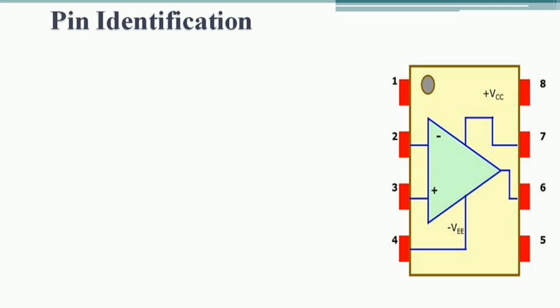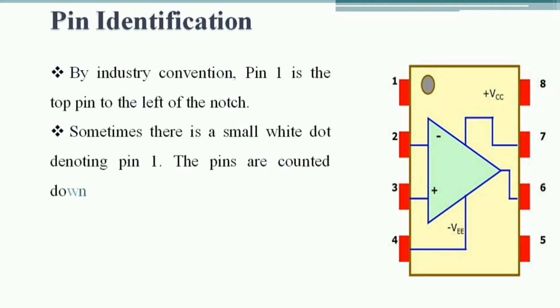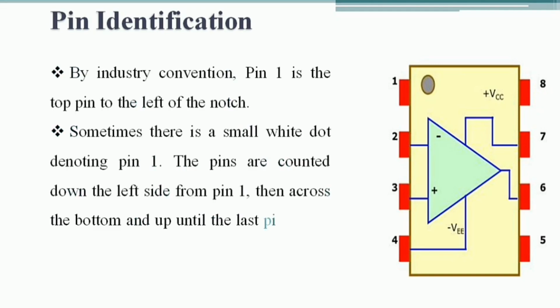Now these pins are counted from the left side, from the top pin, then across the bottom and up until the last pin to the right of the notch is reached. So from 1, 2, 3, 4 at the bottom, thereafter at the top we have to count 5, 6, 7, 8. If you consider the pin to the left of the notch, we count it as 1, and at last the pin count should end with the pin to the right of the notch. So this is how we identify the pins on an IC. Thank you.